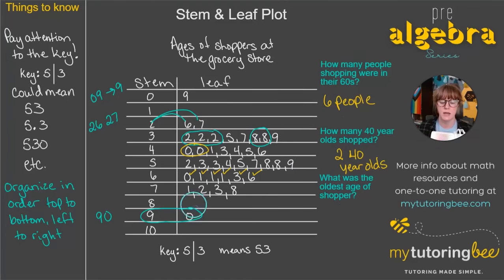So that makes it really easy to answer questions like this. What was the oldest age? So that 90-year-old is the oldest. It's the highest tens place, and then we would go to the highest ones place. We only have one ones place in this case. So our oldest shopper was 90 years old.